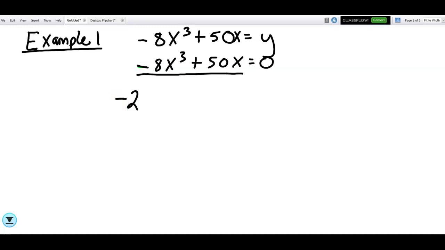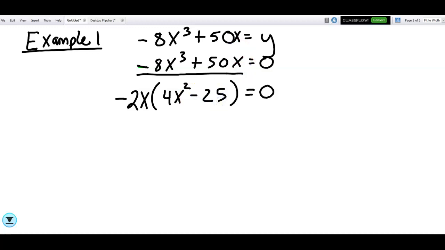And how many x's can we take out of there? It looks like we could take out 1x. Now let's see what's left after we take out our GCF there. If I divide this by negative 2x, I'm going to be left with positive 4x squared. And if I divide this by negative 2x, I'm going to be left with minus 25.